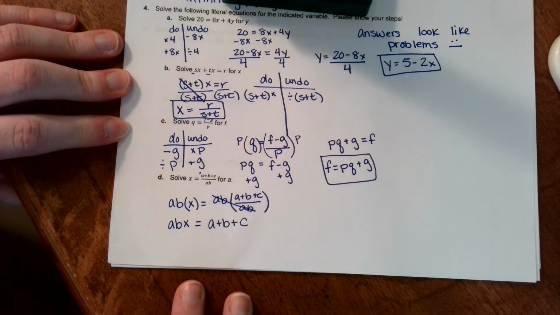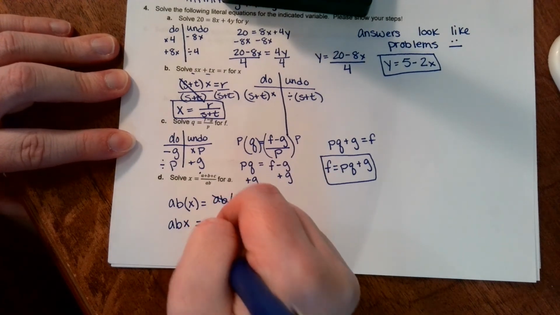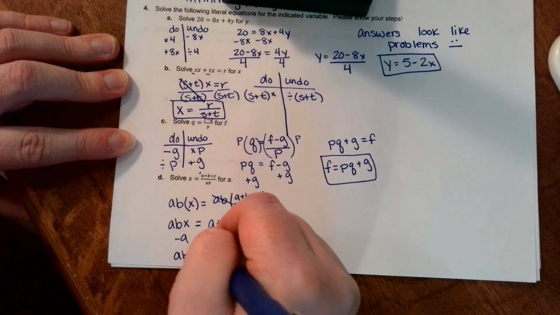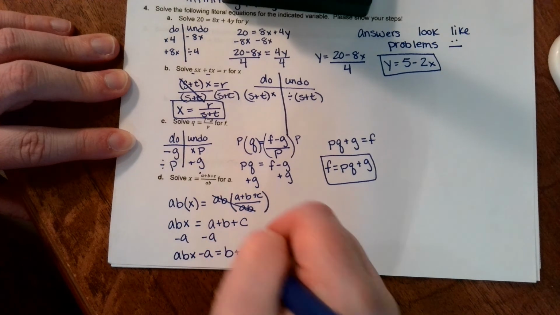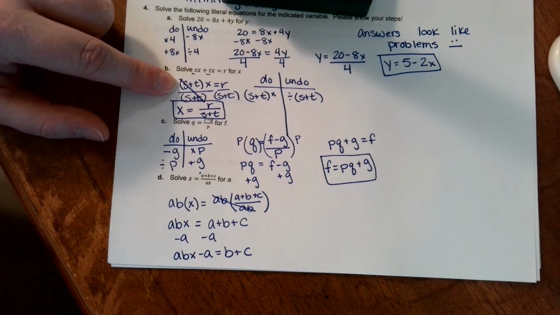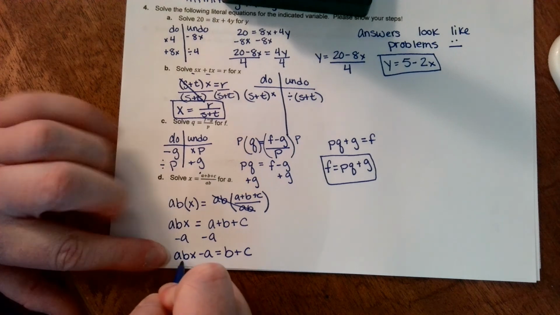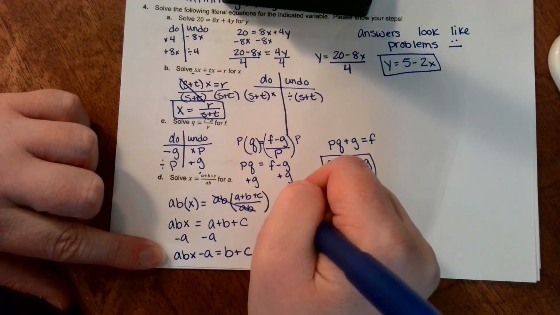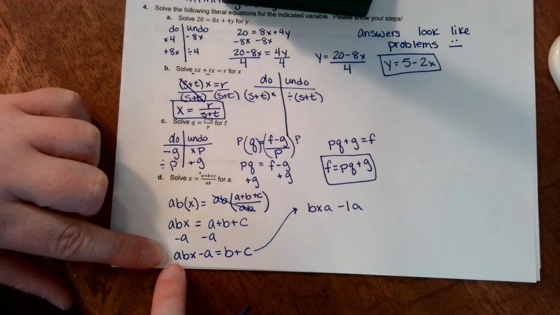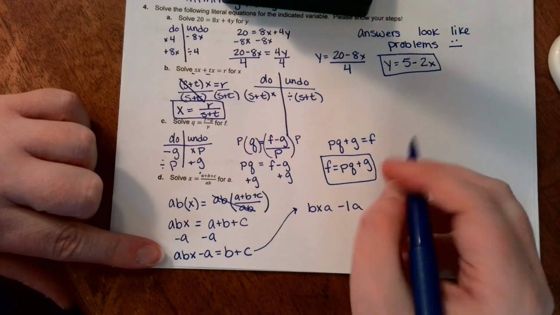Okay. So then, let's get this A over to this side. Let's subtract A from each side. Now I have ABX minus A equals B plus C. Kind of like we did on B, where we combined the 2 things in front of our X, we're going to combine whatever is with our A's. So here we could rewrite this. We'll have BXA minus 1A. So we put the B and the X in front, and we put a -1 because that's a minus A.